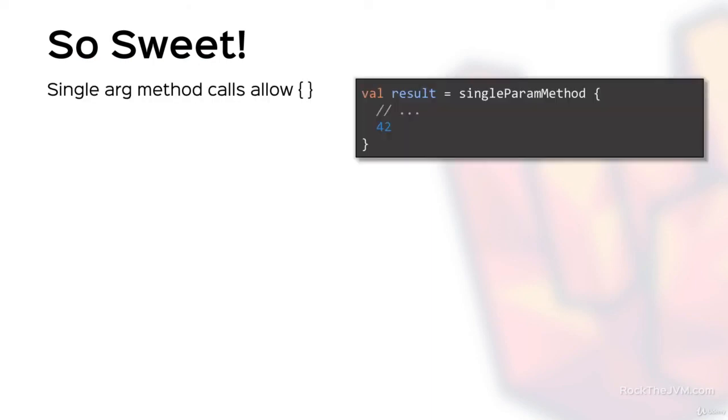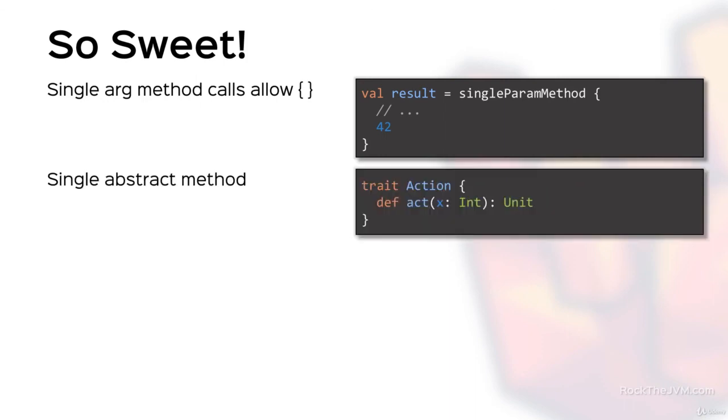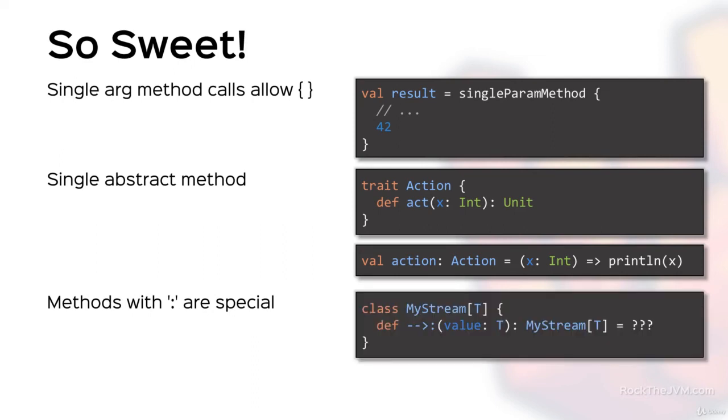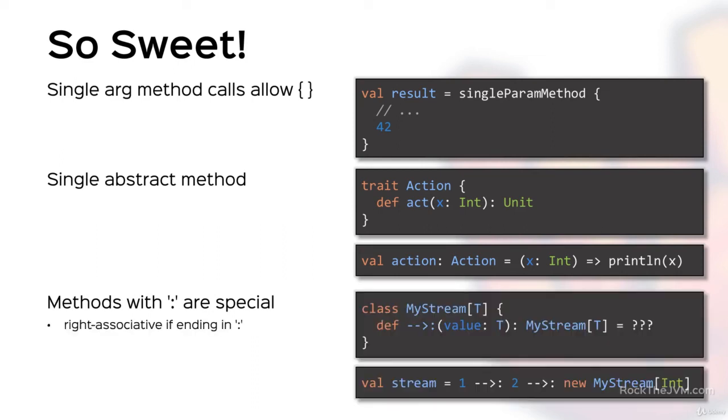All right, so in this video we found that Scala is even sweeter than we were even aware. First, we found that single arg method calls allow for curly braces, and we saw some examples. We found the single abstract method pattern, which says that types with a single abstract method can be reduced to lambdas. We found that the methods ending with colon are special in the sense that they're right associative, and we defined our own and used it. We now know that methods ending in colon are right associative and left associative in any other case.